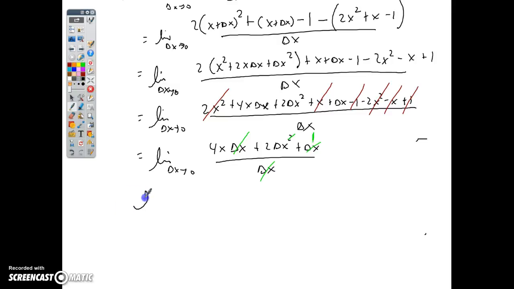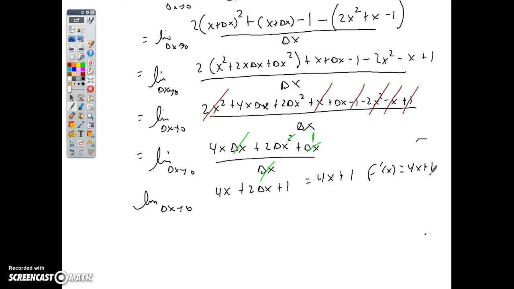And so then I'm going to take the limit as delta x approaches 0 of 4x plus 2 delta x plus 1. Now that I've gotten rid of that, I have to plug in my 0. What's the only thing that gets a 0? This thing right here. So I plug a 0 in there, and I get that my limit yields 4x plus 1. So here we go. Derivative is 4x plus 1.